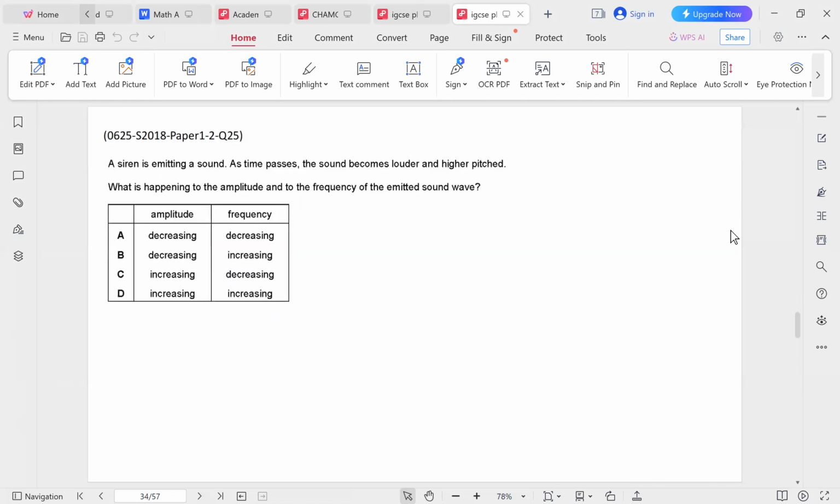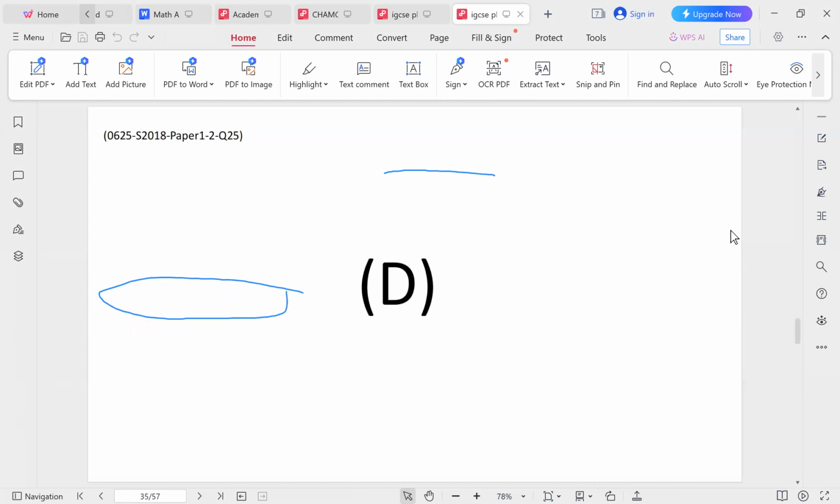A siren is emitting a sound. As time passes, the sound becomes louder and higher pitched. So louder means the amplitude increases, higher pitched means the frequency increases as well. So D is the correct answer.